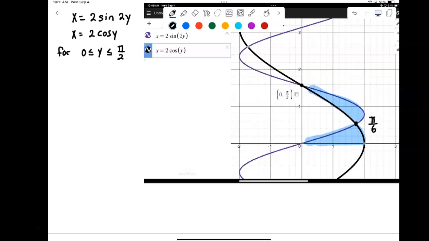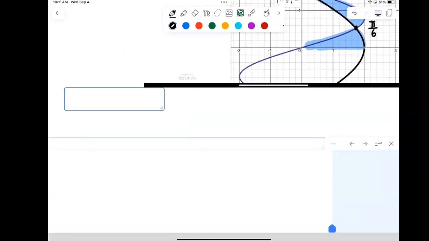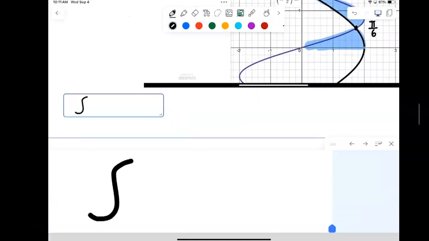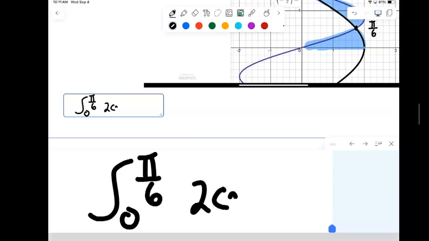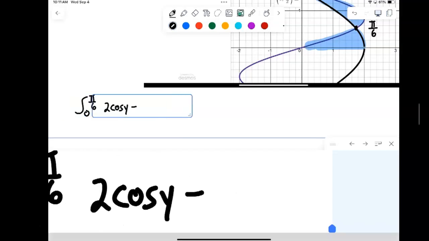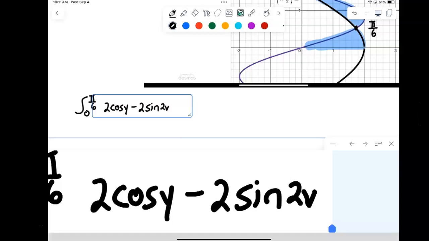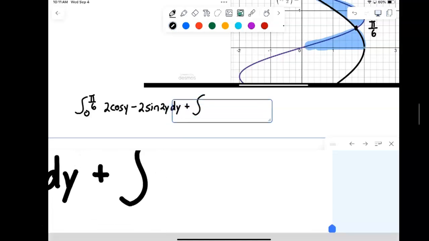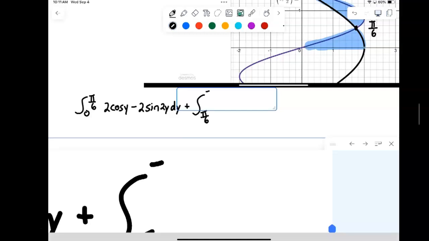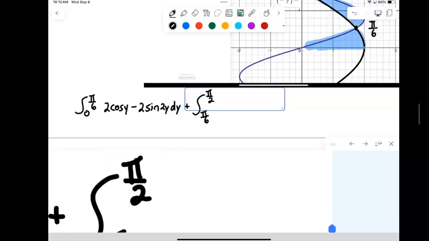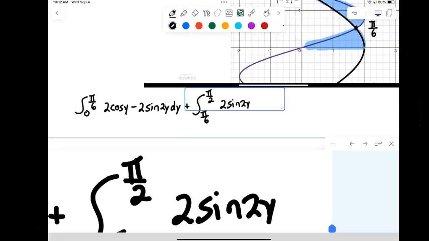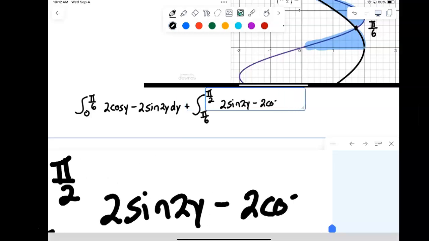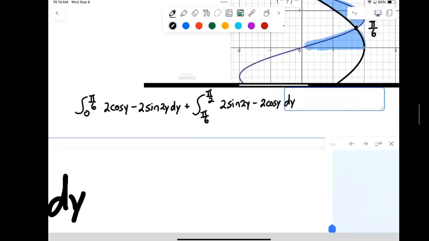Okay. So with that in mind, we can go ahead and set up our integrals now. There's actually going to be two integrals because they do switch which one's on top. We would begin with the integral from 0 to pi over 6, where the cosine is the big guy: 2 cosine y minus 2 sine 2y dy, and then plus the integral from pi over 6 to pi over 2, where the sine is the big function: 2 sine 2y minus 2 cosine y dy.